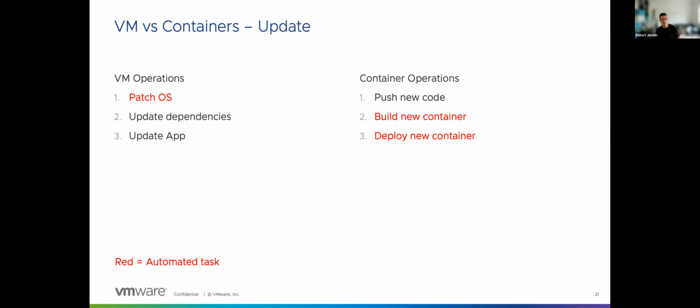If this was a container, you'd push new code, and then you would probably automate it, build a new container, and automatically deploy it. And that's kind of the beauty around containers, is that automation is such a big part of that. So when you do an update, you probably have a pipeline or something else that does all the steps all the way to production automatically.